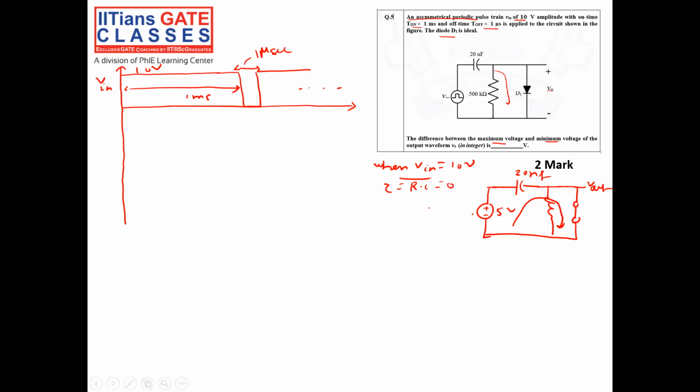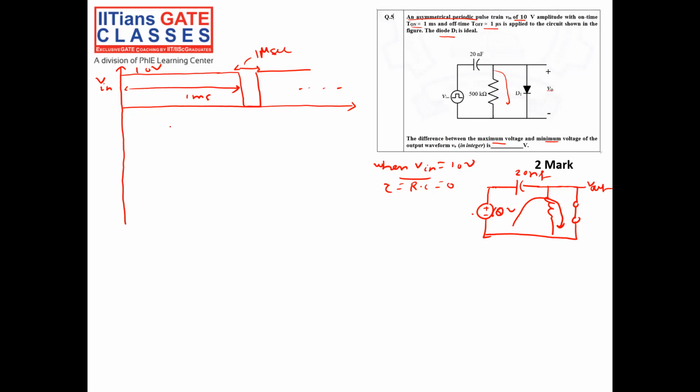So the capacitor will not take any time to charge. It will charge instantaneously because it is charging through a short circuit. The time constant R into C is 0, so it will charge instantaneously to 10 volt. Sorry, I said 5 volt, but it is 10 volt.